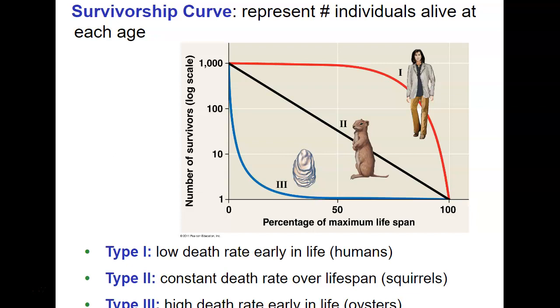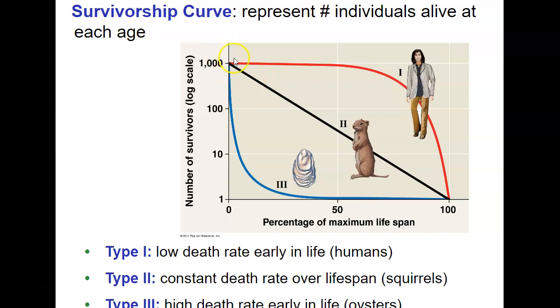The first one is humans. So mostly humans, we live for a very long time, 70s, 80s years old. There is a very low death rate for humans early in our life. So we have almost 100% survivorship, and then eventually we go down. And again, this is a log scale, so you can see it's not 100% exactly.